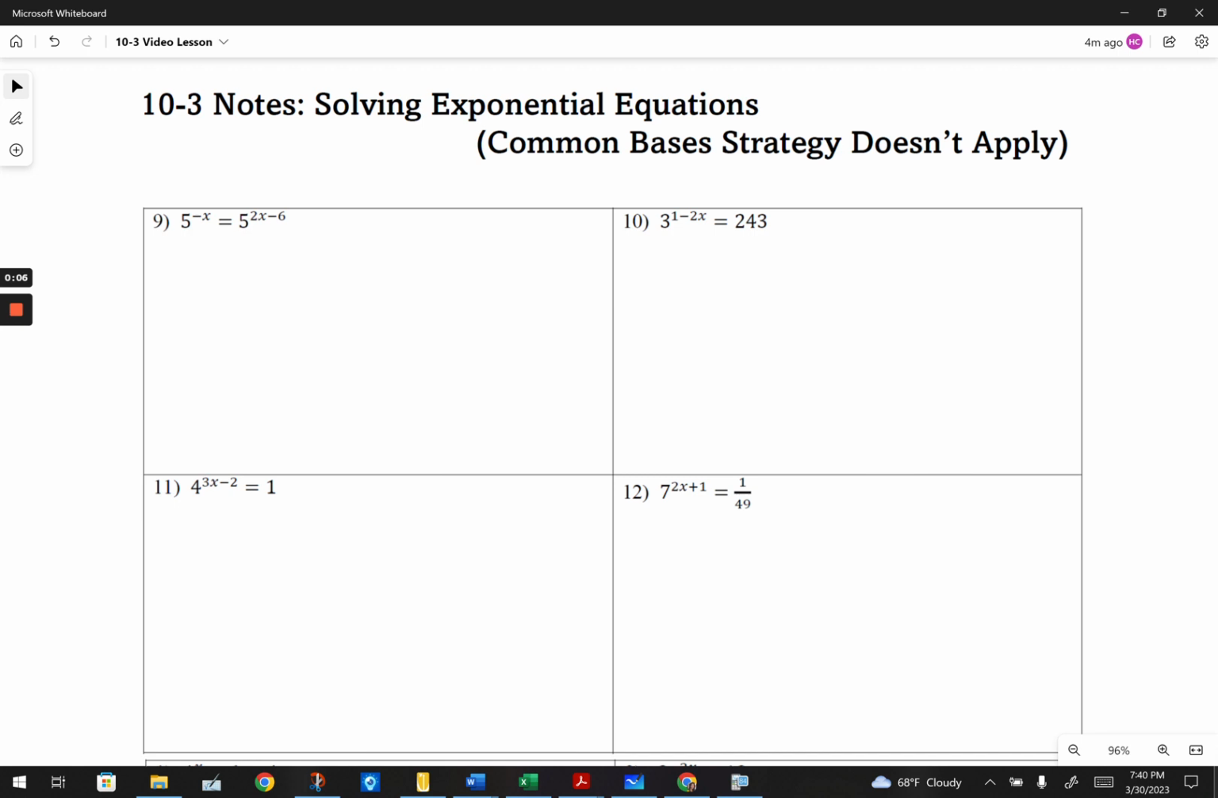Let's continue solving exponential equations, but we are going to change things up in this lesson just a little bit. But before doing so, I want you to take your note-taking guide and turn to the second side of that note-taking guide handout.